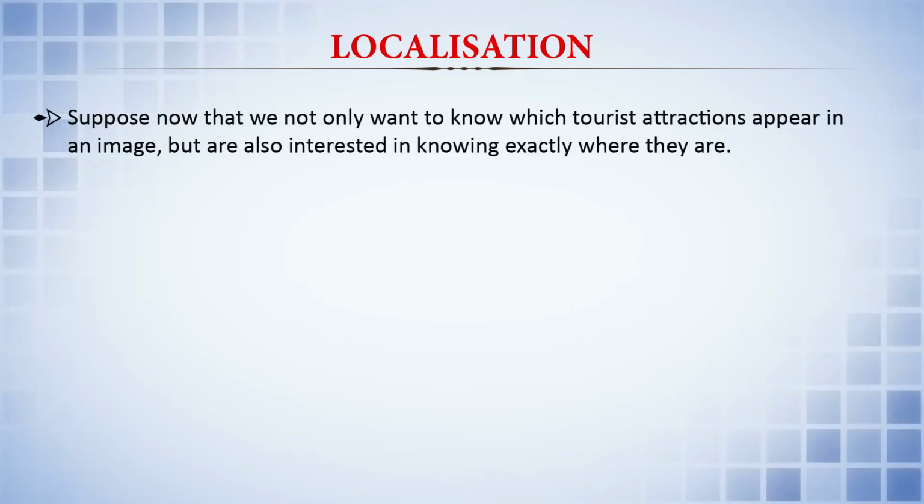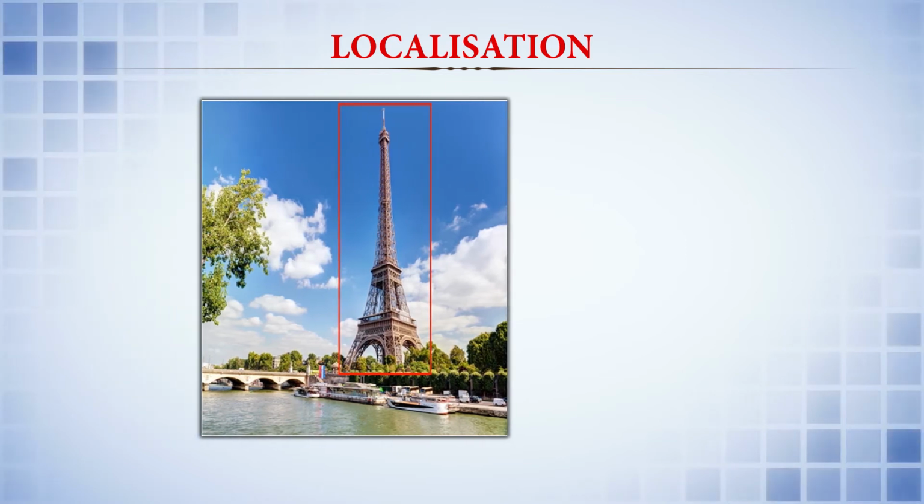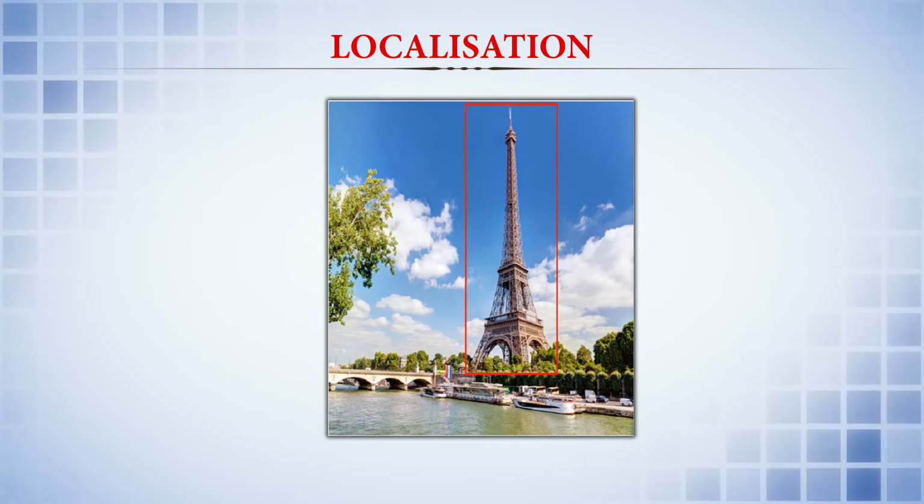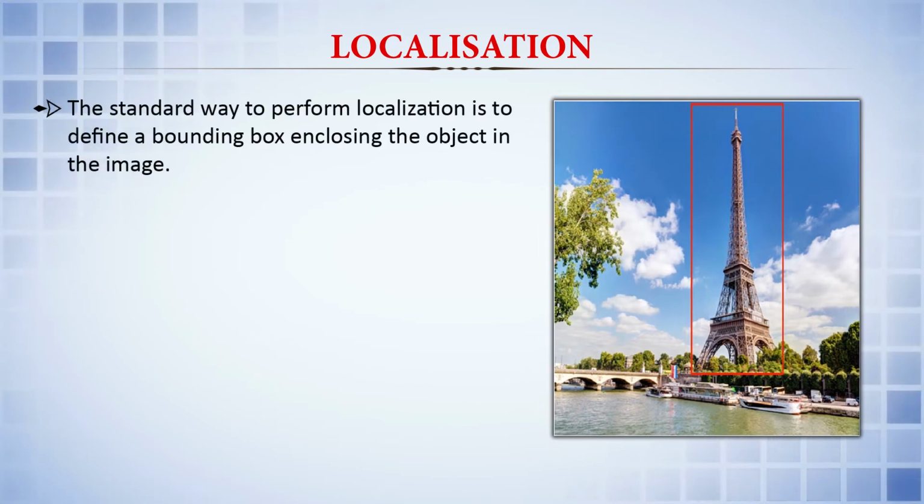The other task that it does is localization. Suppose we not only want to know which tourist attractions appear in an image, but are also interested in knowing exactly where they are. That particular task comes under localization. The goal of localization is to find the location of a single object in an image. For example, in the image the Eiffel Tower has been localized. You can see a red box, and that box is called the bounding box. The standard way to perform localization is to define a bounding box enclosing the object in the image.